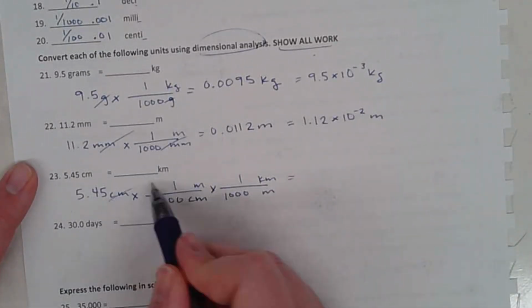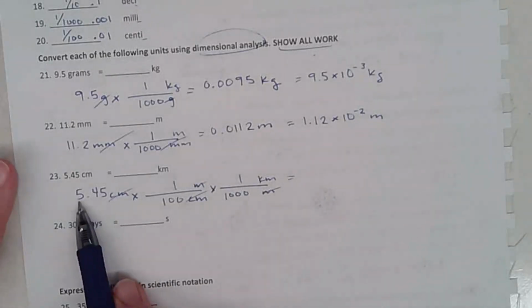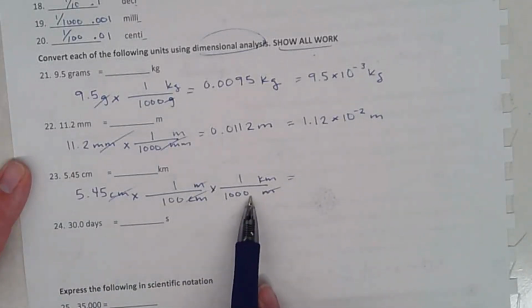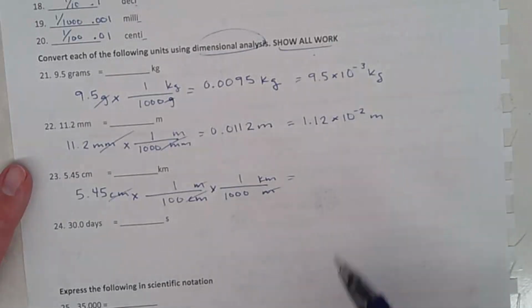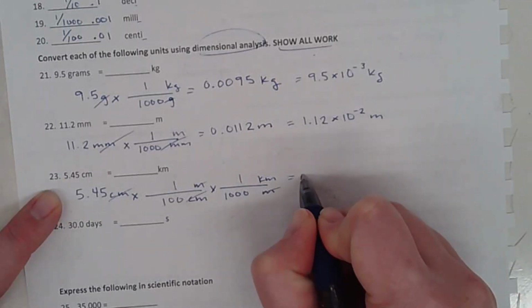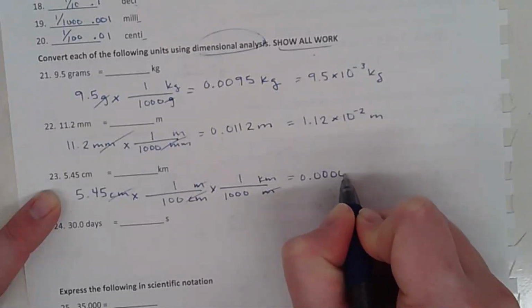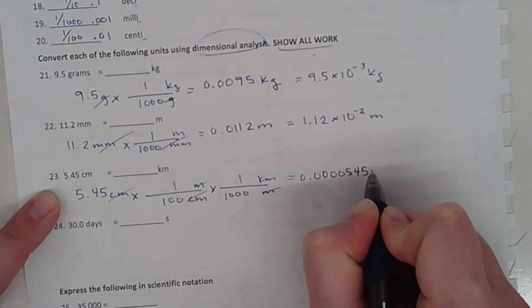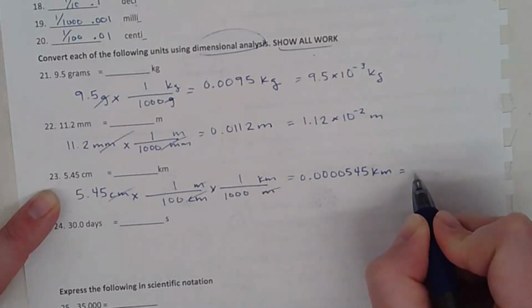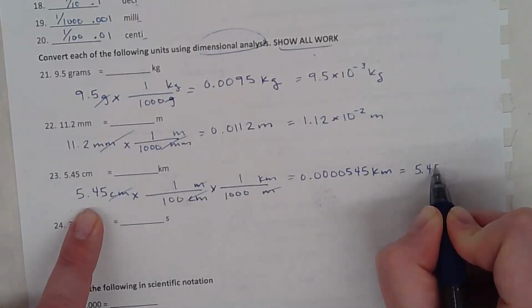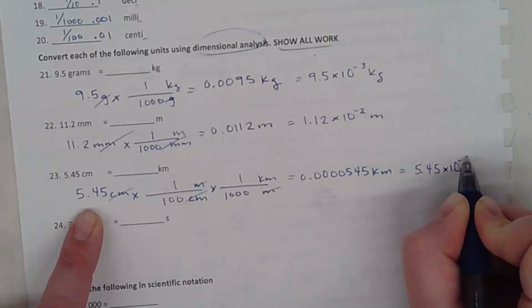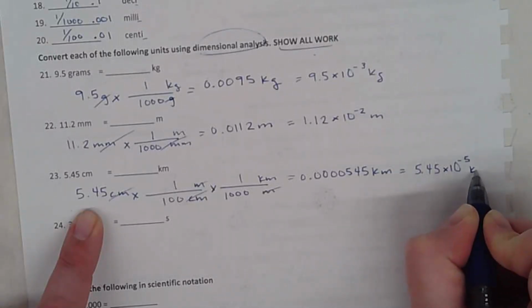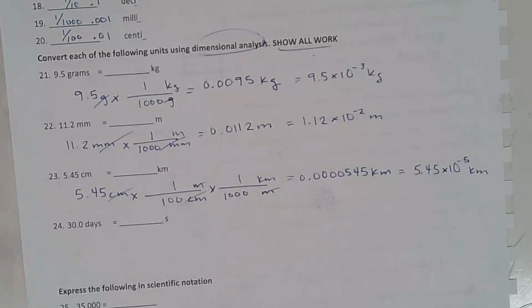Okay, centimeters cancel, meters cancel. I'm now dividing by 1, 2, 3, 4, 5 zeros. So again, you just move it over. So that'd be 1, 2, 3, 4, 5. Or you could put it in scientific notation, just leave it 5.45. We already counted the negative 5 kilometers.